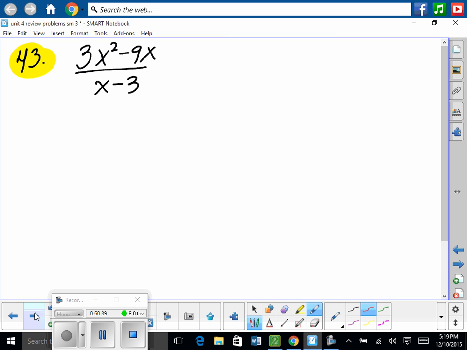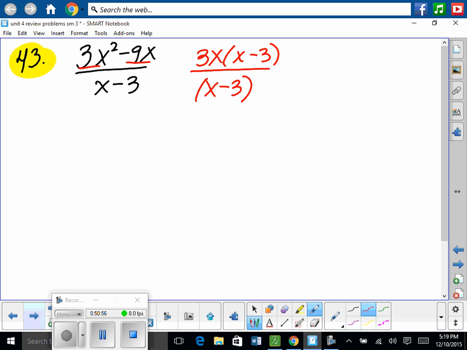This next one, it says simplify. So we always simplify if possible. The first thing I look for always is what's in common. In both terms, we have a 3x. So I factor out 3x. Left is x minus 3. So that's what's on top, and on bottom I have an x minus 3.